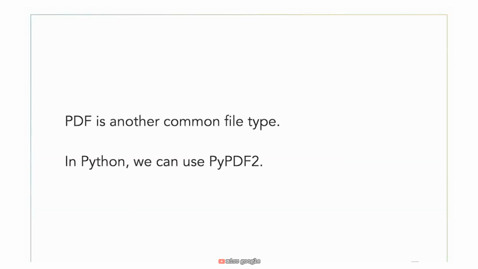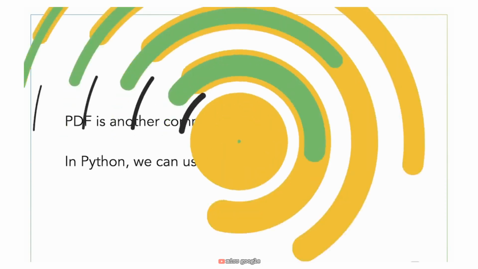Another common file type is PDF. To work with PDFs in Python, we can use an external library called PyPDF2. With this library, we can extract the title and author, encrypt and decrypt the file, as well as merge multiple pages into a single page. For this particular video, we'll be looking at how to use this library to read text from a PDF file.